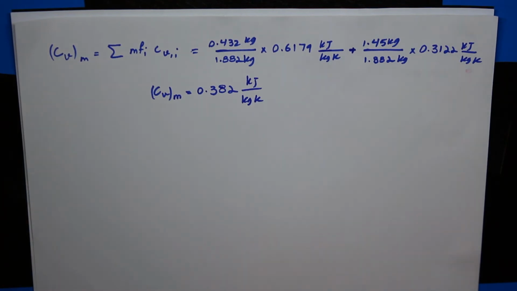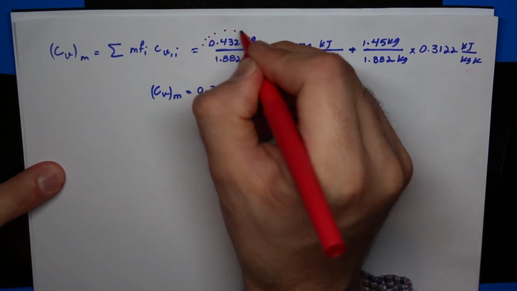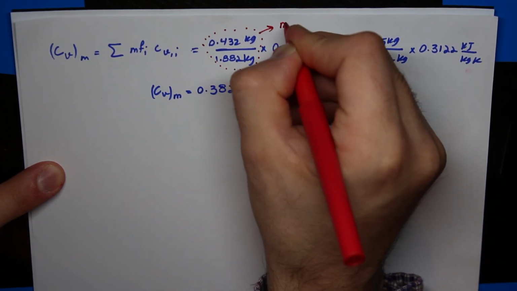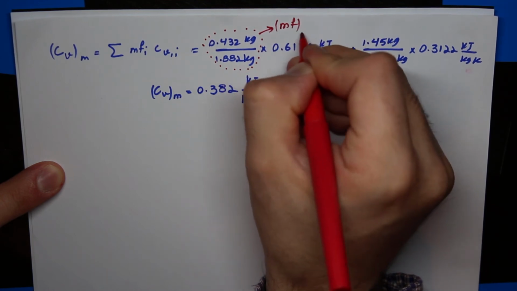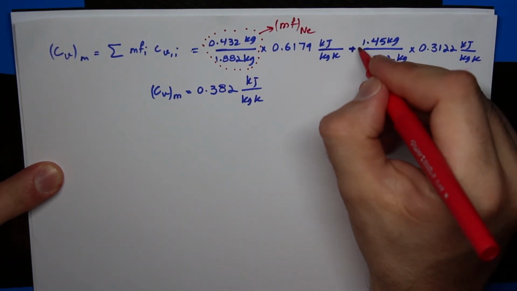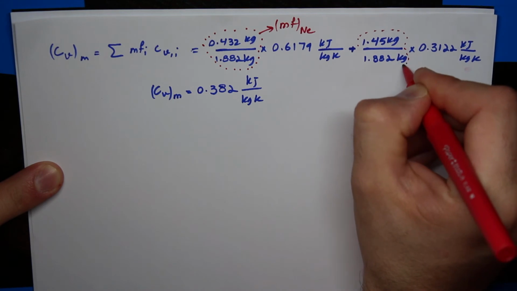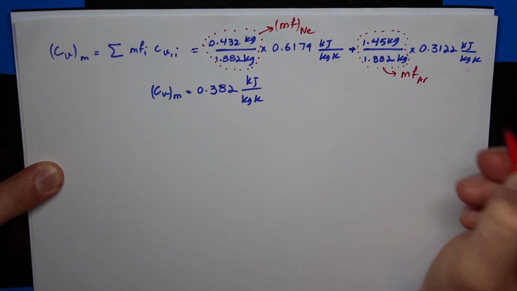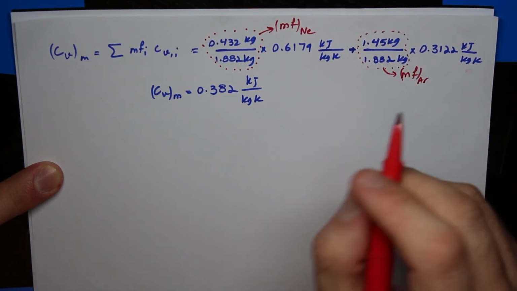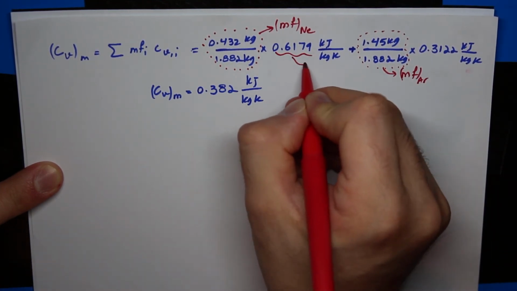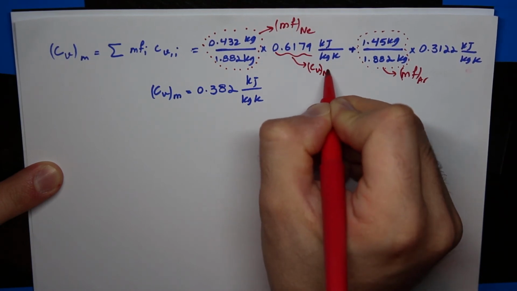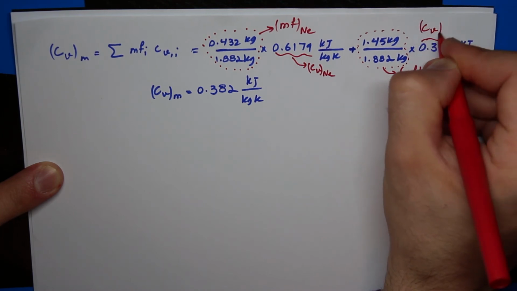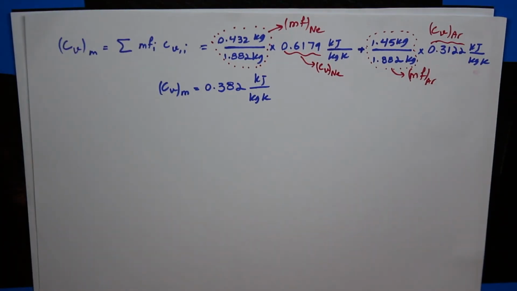Okay, so this is in fact the mass fraction for neon gas, and this is in fact the mass fraction for argon gas, MF argon. Okay, this is also CV for neon gas, and this is CV for argon gas.